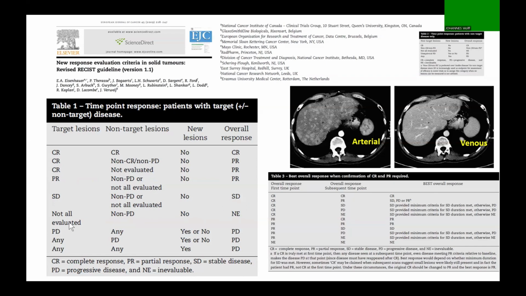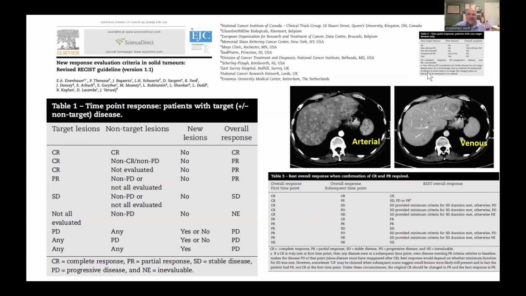And the final evaluation category is non-evaluable, and that is if you can't measure the target lesions, or there are no target lesions. The non-target lesions didn't give you anything. They're neither in CR nor in PD, or they cannot be evaluated. And there is no new lesion. Then this whole thing is considered non-evaluable, and you need to wait for the next time point to actually make some kind of a call. This is the main table. And if you understood this, you're almost done.